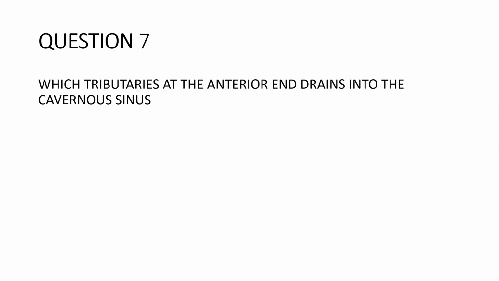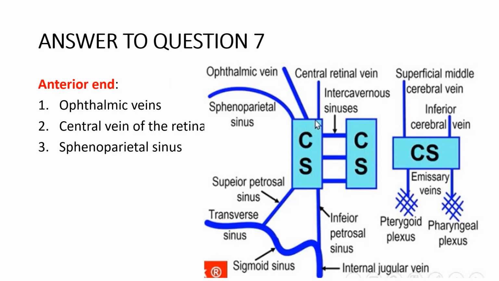Question 7. Which tributaries at the anterior end drain into the cavernous sinus? The answer is these three veins. We said this is the anterior end. The central retinal vein drains into the cavernous sinus. The ophthalmic veins, the superior and the inferior ophthalmic veins, drain into the cavernous sinus. And then we have the sphenoparietal sinus draining into the cavernous sinus.